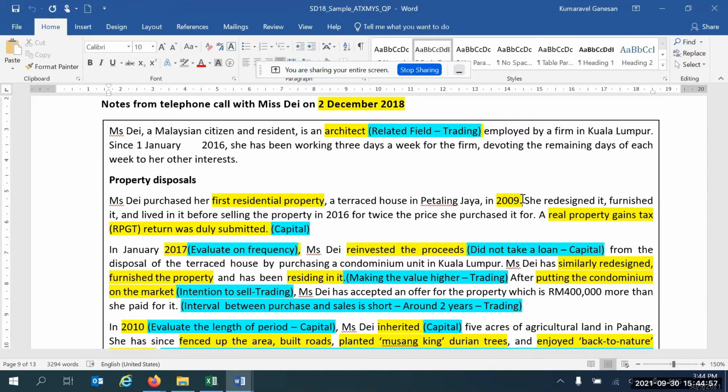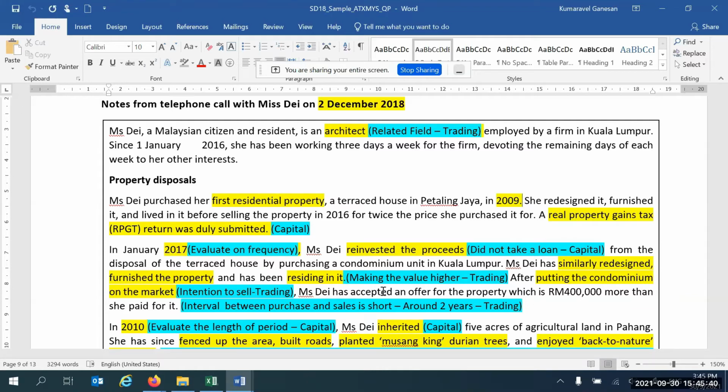Okay. Now, so January 17. Now you must highlight the day she bought, because you link it to the day she sold. So in this situation, I evaluate the frequency from 2009 to 2017 is only once. So I can evaluate it to be capital. Right? So that's how you try to figure out.